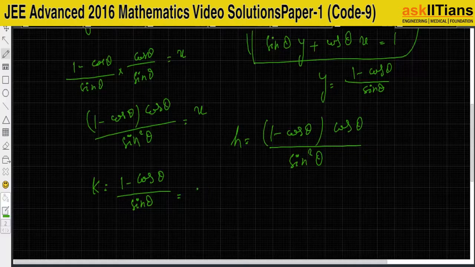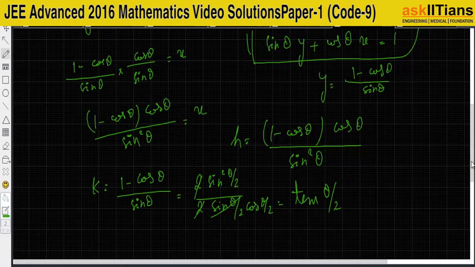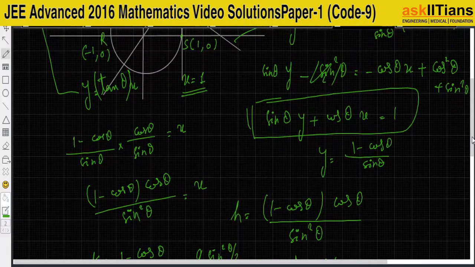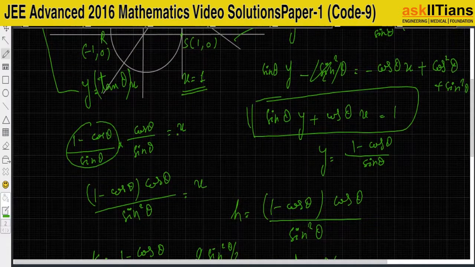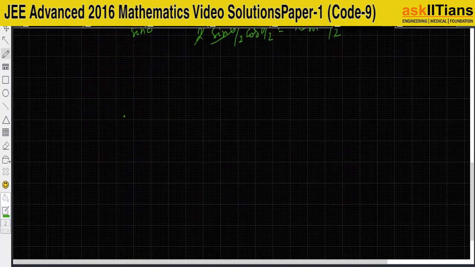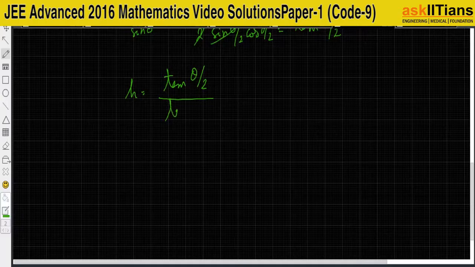So 1 minus cos theta is actually 2 sin square theta by 2, and sin theta is 2 sin theta by 2 cos theta by 2. So sin theta by 2 will get cancelled, so k is actually tan theta by 2. Okay, so what will be x? This is tan theta by 2, right? So x will be directly tan theta by 2 divided by tan theta. Yeah, so h, not x. H will be tan theta by 2 divided by tan theta. And k is tan of theta by 2.